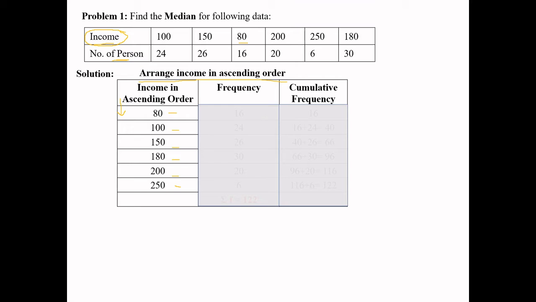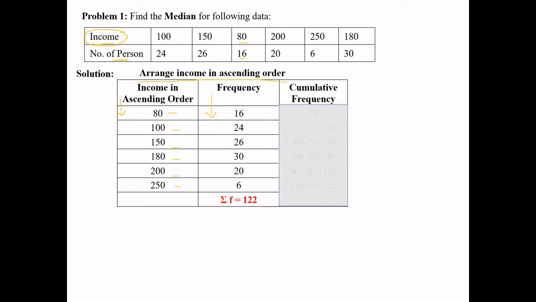Now write their corresponding frequency in the second column. The frequency for 80 is 16. So write the frequency of 80 here. It is 16. Frequency for 100 is 24. Frequency for 150 is 26. 180 frequency is 30. The frequency for 200 is 20 and the frequency for 250 is 6.